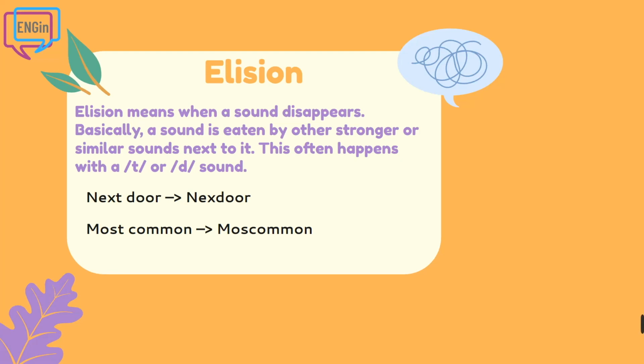Elision. Elision means when a sound disappears. Basically, a sound is eaten by other stronger or similar sounds next to it. This often happens with a T or D sound. For example, "next door" in fluent speech will sound like "nex door." "Most common" in fluent speech will sound like "mos common."